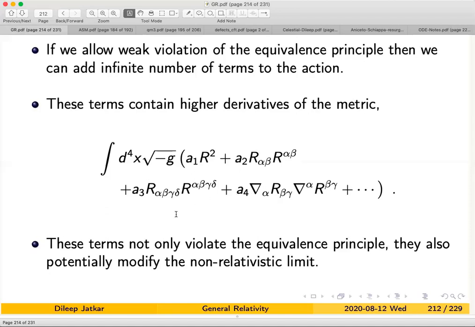If they give a null result, then they will constrain these numbers. They will say that A1 cannot be larger than a certain number. That number depends on the accuracy of the experiment that is performed.